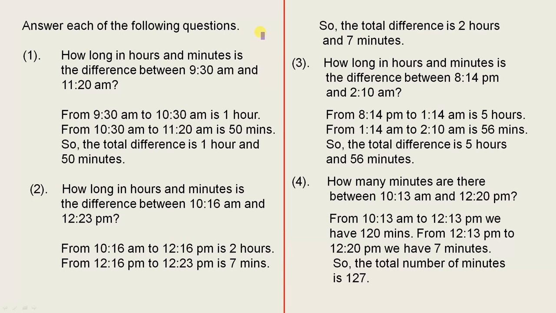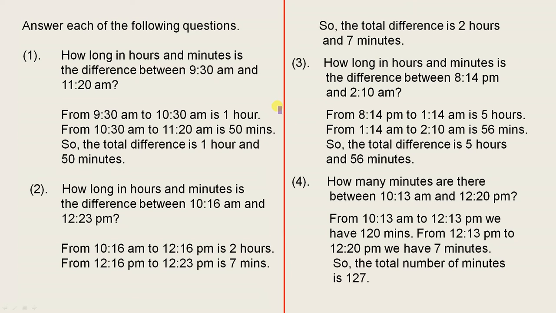Answer each of the following questions. How long in hours and minutes is the difference between 9:30 AM and 11:20 AM? From 9:30 AM to 10:30 AM is 1 hour. From 10:30 AM to 11:20 AM is 50 minutes. So the total difference is 1 hour and 50 minutes.